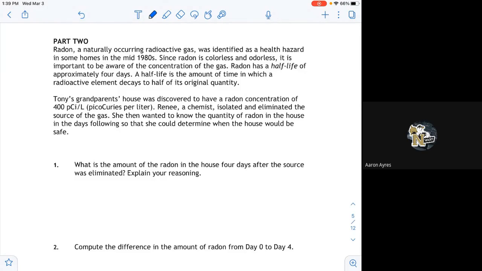After another 4 days, how much would be left, class? 100. After another 4 days, how much would be left? Do you see how this is working out? What's happening in this example? They're getting smaller, right? They're getting a lot smaller.